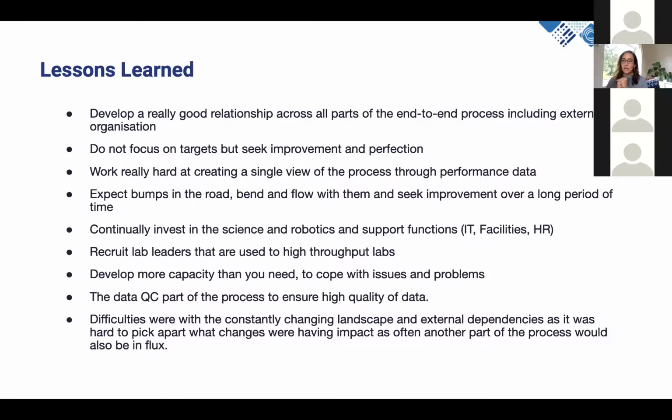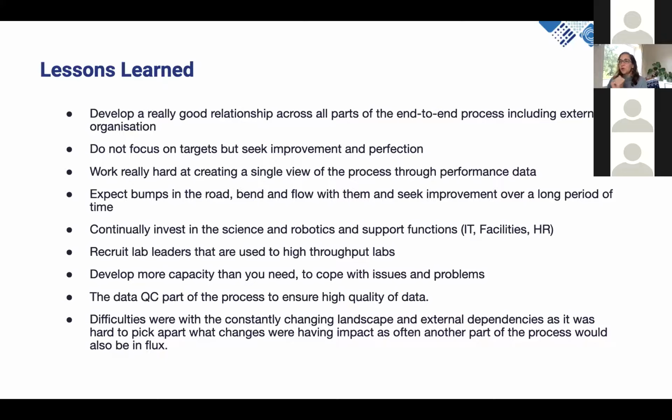Another thing that we have learned is not to focus on targets. So we never said that we needed to be at 5 days, but the aim is always to be as close, as short in turnaround time as we can, in a realistic way. So what can we do to improve? This is our constant question. Is there any tiny little bit that we can improve? And this is really important.